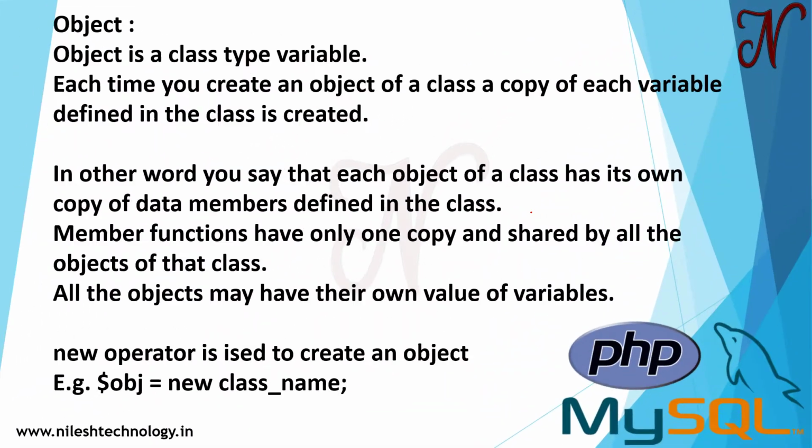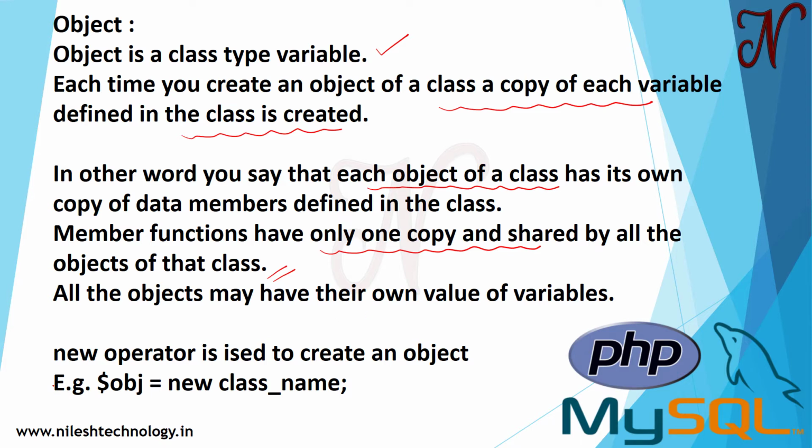Then let's see what an object is. An object is a class type variable. Each time you create an object of a class, a copy of each variable defined in the class is created. In other words, each object of a class has its own copy of the data members defined in the class. Member functions have only one copy, shared by all the objects of that class. All the objects may have their own values of a variable.